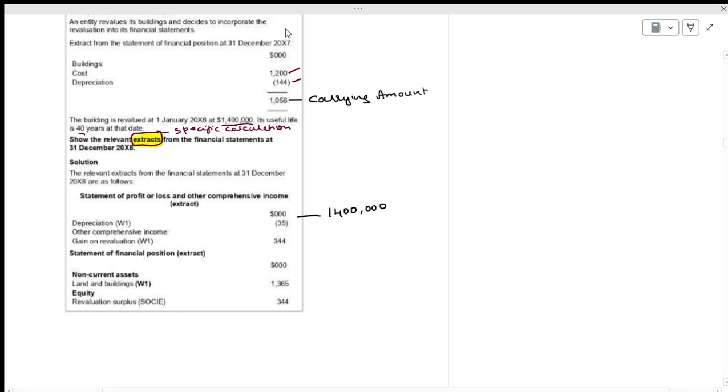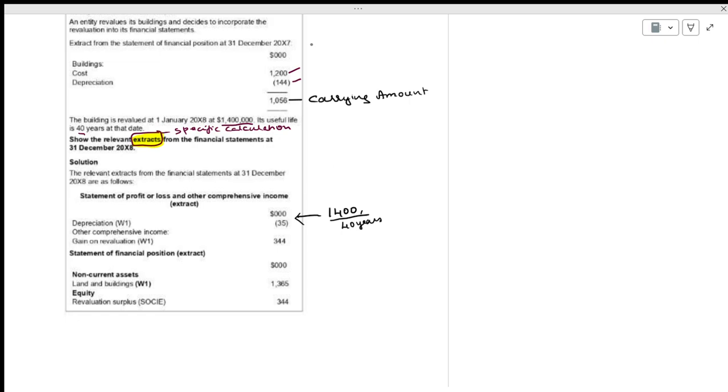Okay, 1400 in thousands. What is the asset's useful life? 1,400 divided by how many years? Divided by 40 years. How much will you get? 35. Okay.